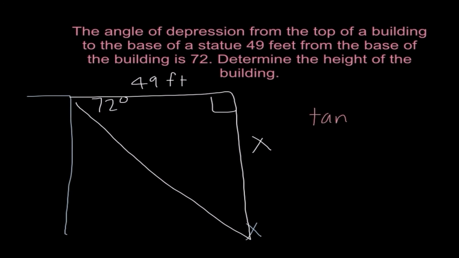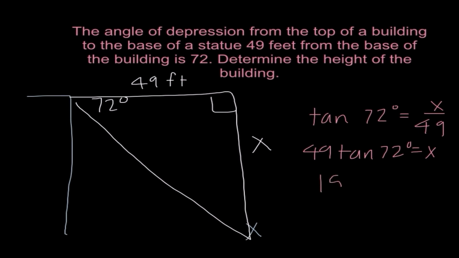So I'm going to say tan of 72 degrees equals x over 49. So in my calculator, I'm going to do 49 times the tan of 72 degrees. And I end up getting 150.8 feet is the height of the building.